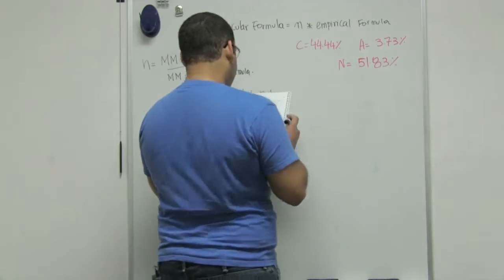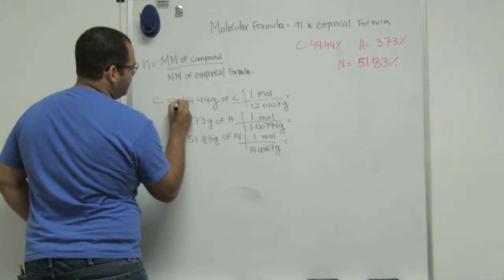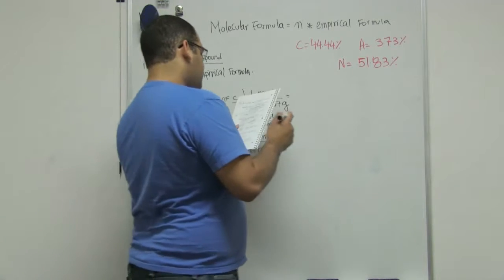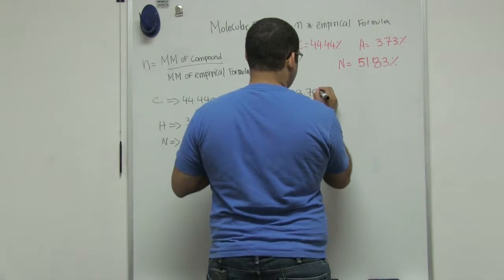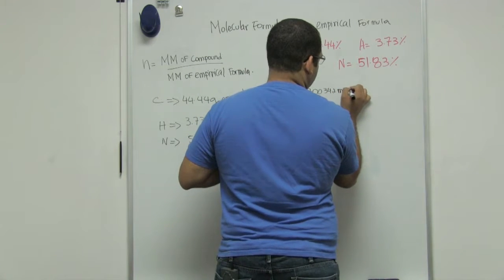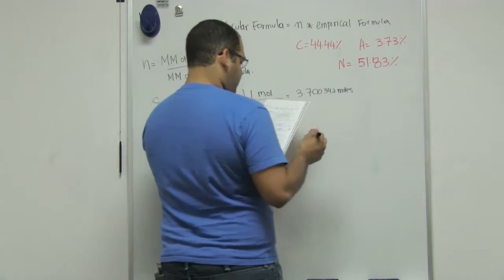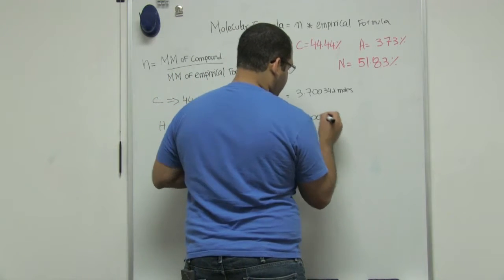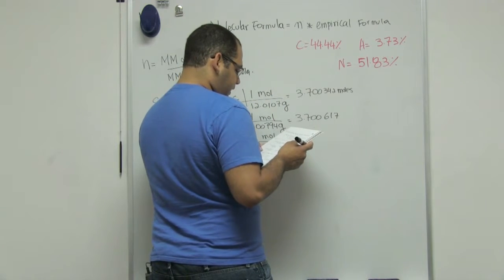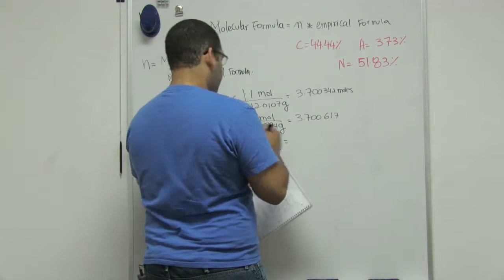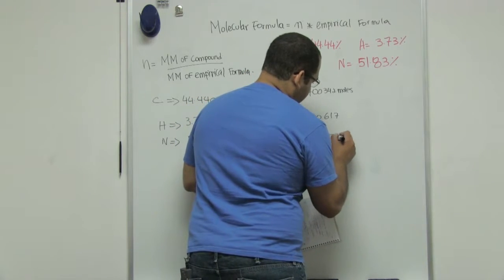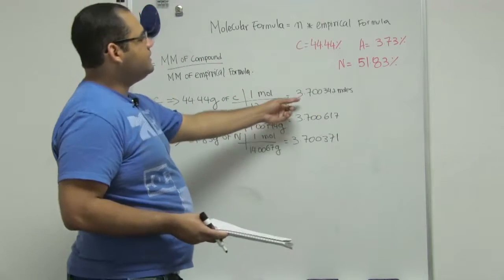I see here carbon, hydrogen, and nitrogen. The moles of carbon are 3.700342 moles. For hydrogen it would be 3.700617. And for nitrogen it would be 3.700371. So I know that carbon is the smallest.